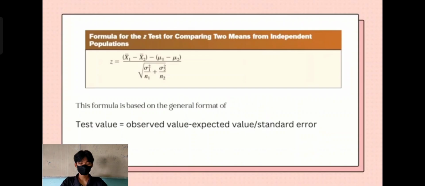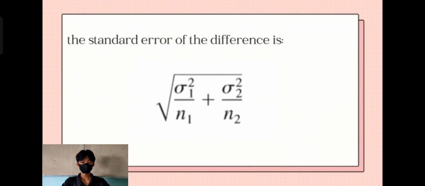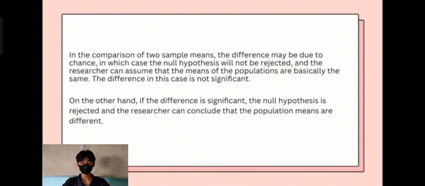This formula is based on the general format of test value equals observed value minus expected value over standard error. So the formula for the standard error of the difference is the square root of sigma sub 1 squared over n sub 1 plus sigma sub 2 squared over n sub 2.